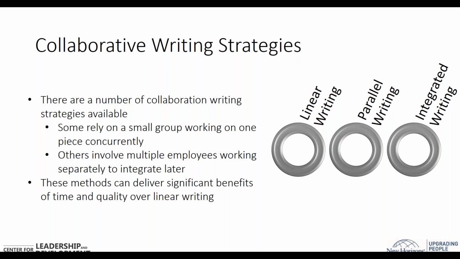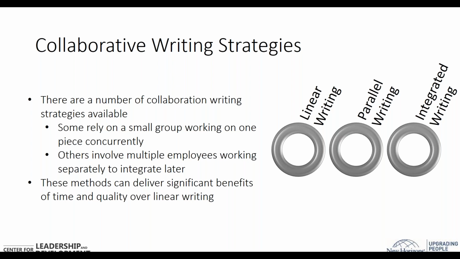So some of the strategies may rely on small groups working together. It may involve some one-on-one work happening simultaneously or concurrently and then coming back together. Other strategies may involve multiple employees working separately to integrate later. So different methods can deliver significant benefits of time and quality. And it's not that the standard linear writing process is not effective or is not a good process. It's just that we want to consider all options. What is the best option? I know that everyone has been involved with various styles and types of strategies, so think about, based on our objectives, based on the skill sets at hand and who's on our team, what would be the best way for us to accomplish our task at hand by the deadline and deliver the results that we need to deliver.